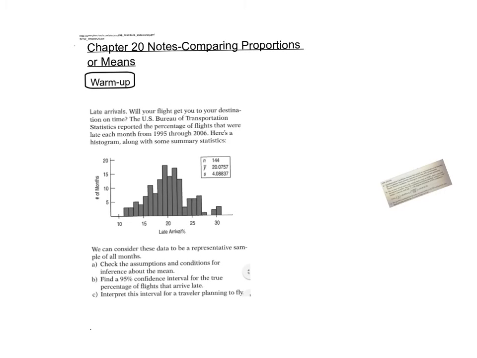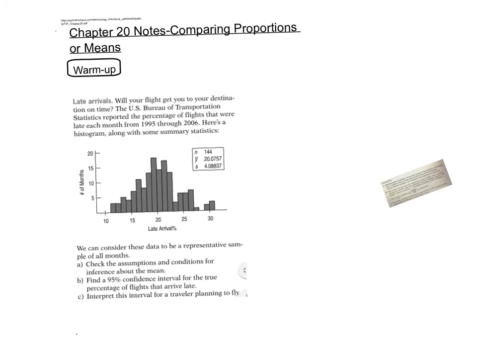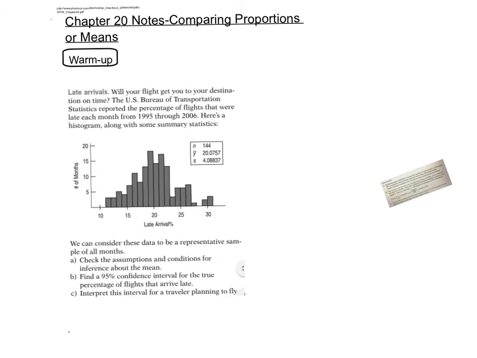Just a reminder that chapter 19 was all about means, whereas chapter 20 is going to be comparing proportions or means, so it's going to kind of combine both. So try the warm-up, which is based off of a homework question that was in your textbook, but try it out and then I'll have the answer in a few minutes.